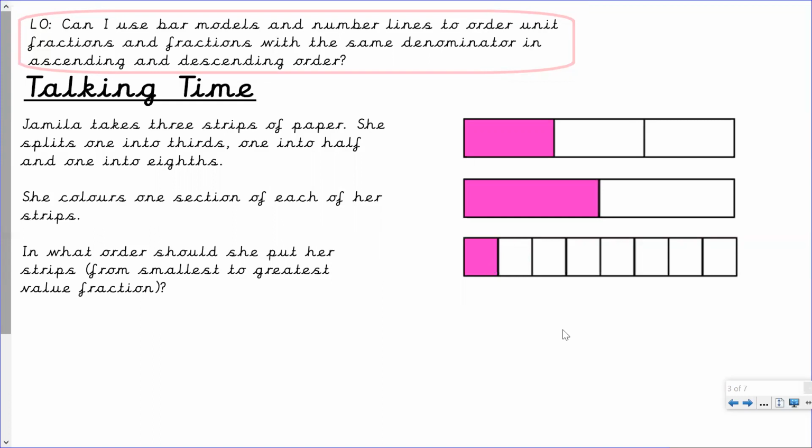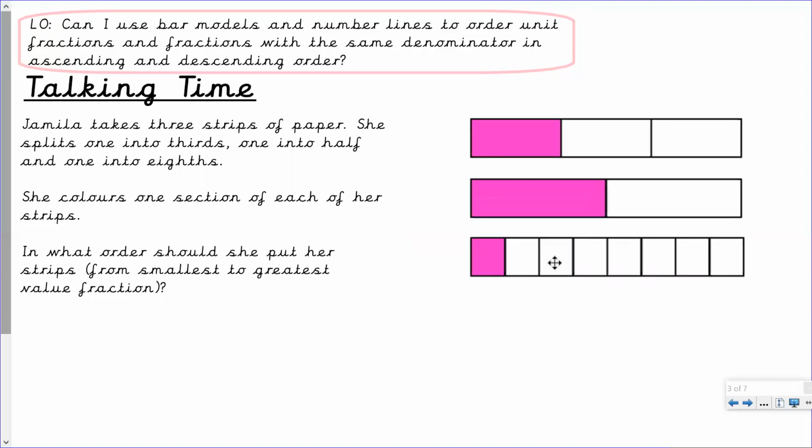Okay, so as we can see, we've got 3 strips of paper that are the exact same size, but they've been divided into a different number of equal parts. We can immediately see that 1/8 is much smaller than the others because the strip has been divided into many more parts, so each part is smaller. So if we were going to write these in order from smallest to greatest, our smallest would be 1/8.